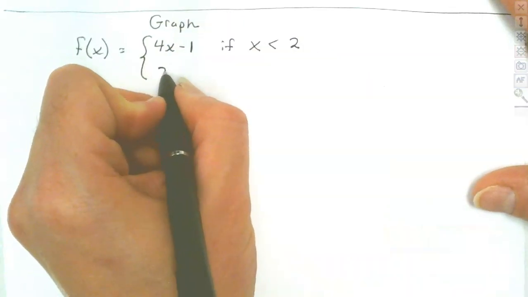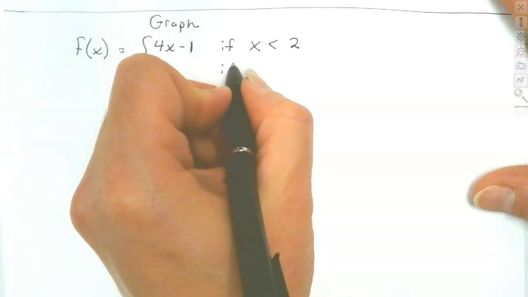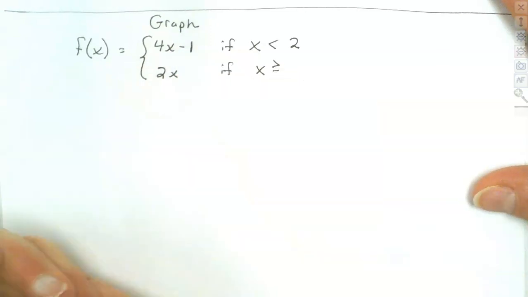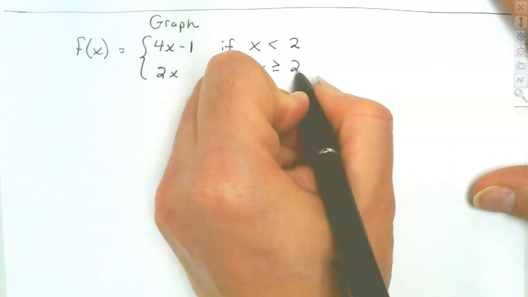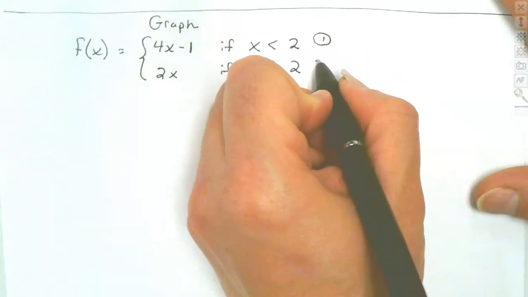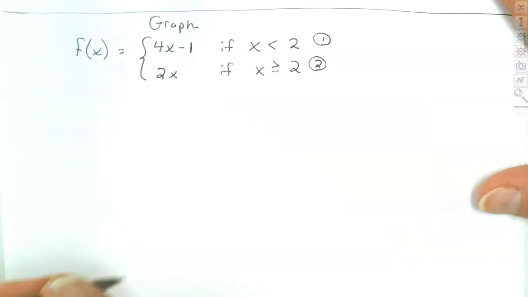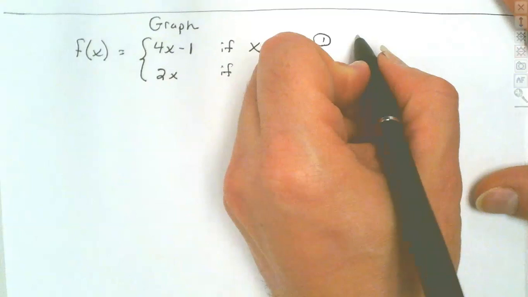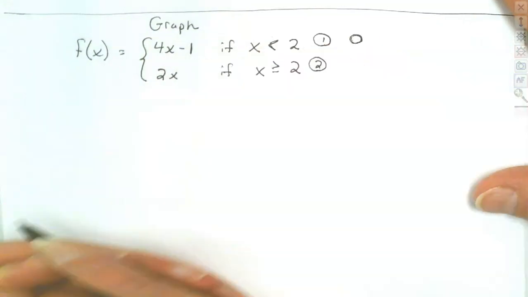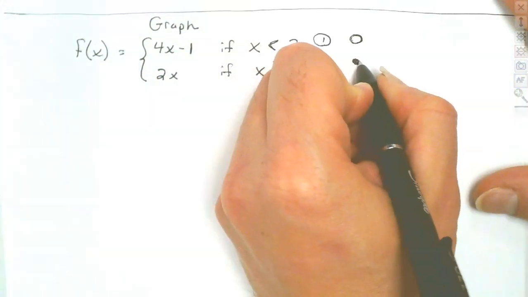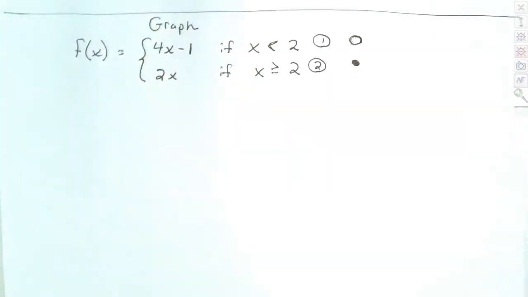And 2x if x is greater than or equal to 2. And this will be row 1. This will be row 2. And row 1 doesn't have a bar on it, so it's going to have an open circle. Row 2 has that bar again, so it'll be a closed circle. So one's an open circle, one's a closed circle.